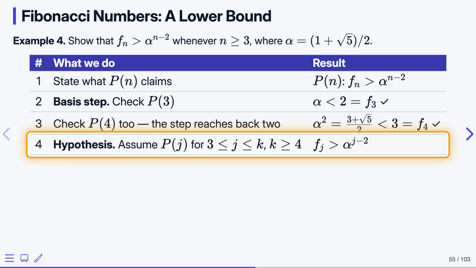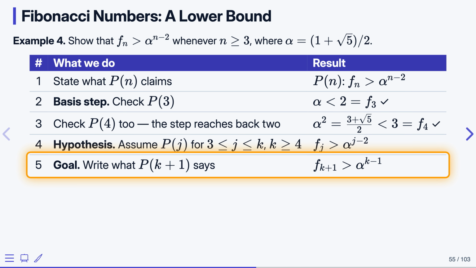Step 4. The hypothesis. Assume the claim for every j from 3 up to k, where k is at least 4. Step 5. The target. We must show f sub k plus 1 is greater than alpha to the k minus 1.